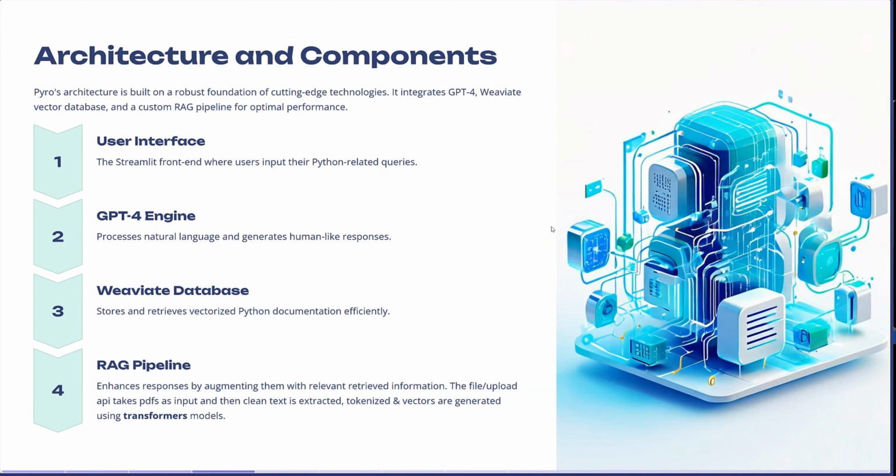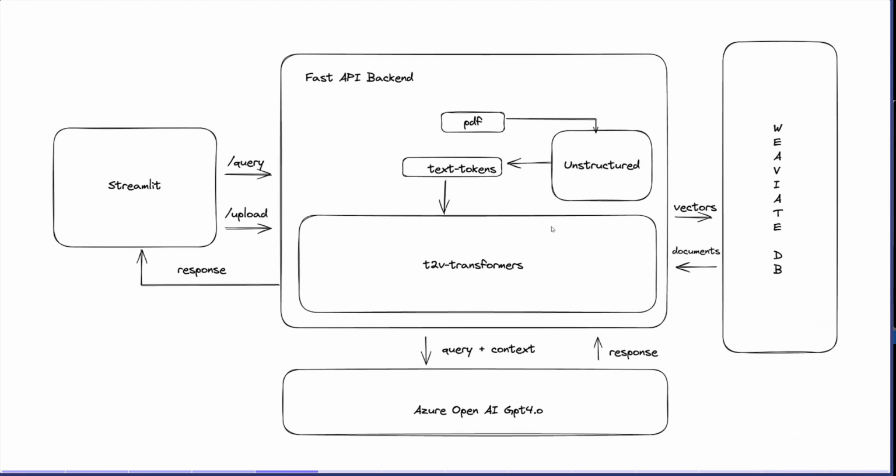Architecture. The UI is built using Streamlit, and the GPT-4 engine is using Azure OpenAI. We use Weaviate for the vector database, and the RAG pipeline uses transformer models internally for vectorizing those documents. So this is the architecture.